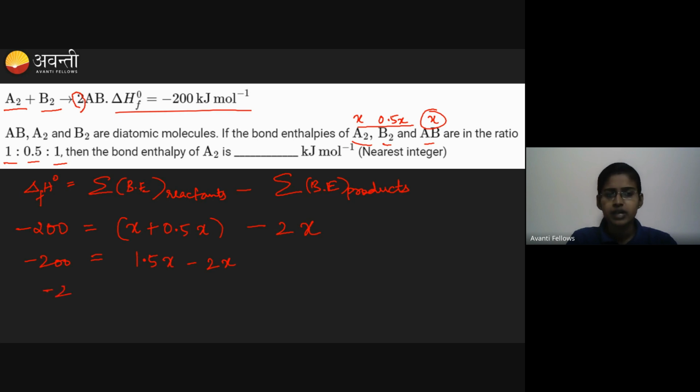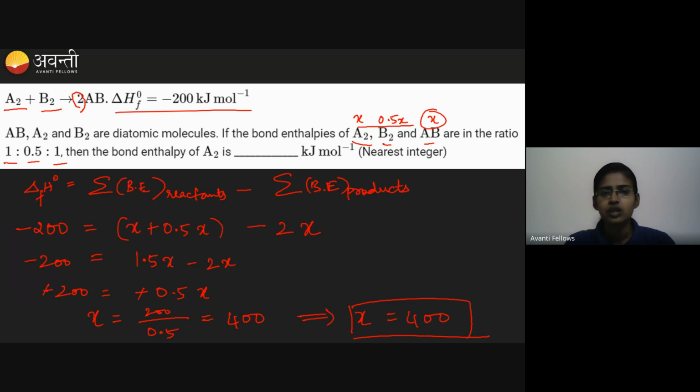Here we will get minus 200 is equal to minus 0.5X. The minus signs cancel with each other, and X is equal to 200 by 0.5, which is 400. So X is equal to 400. X is the bond energy of A2. So the X value is 400. The bond enthalpy of A2 is 400 kilojoule per mole.